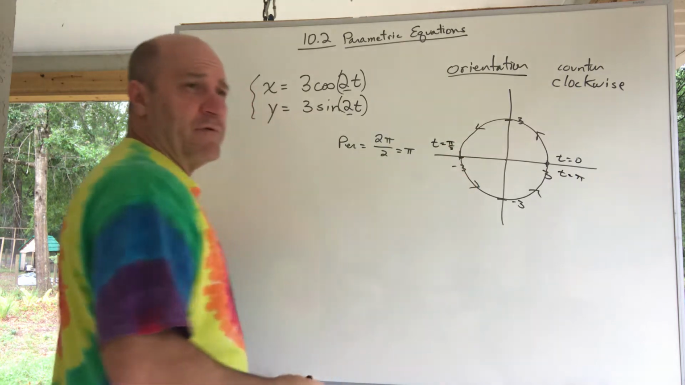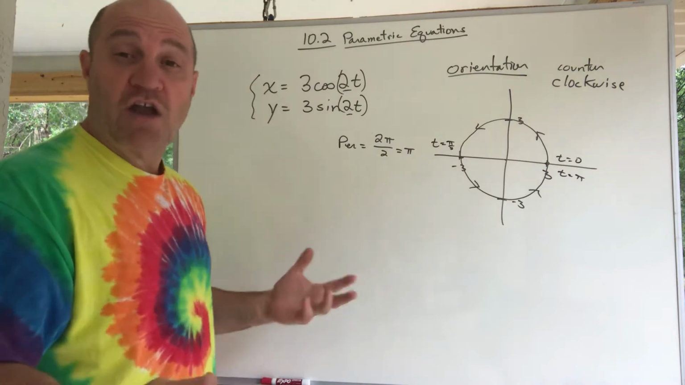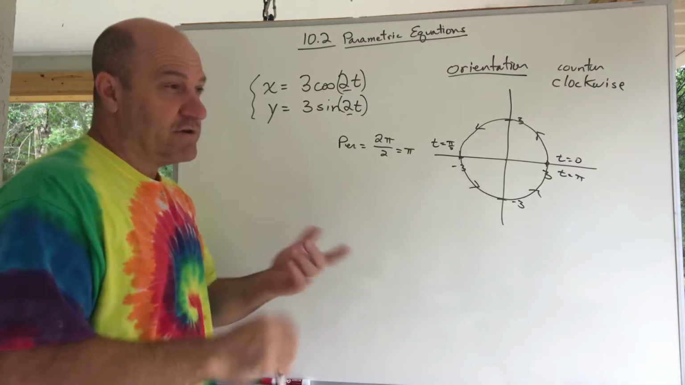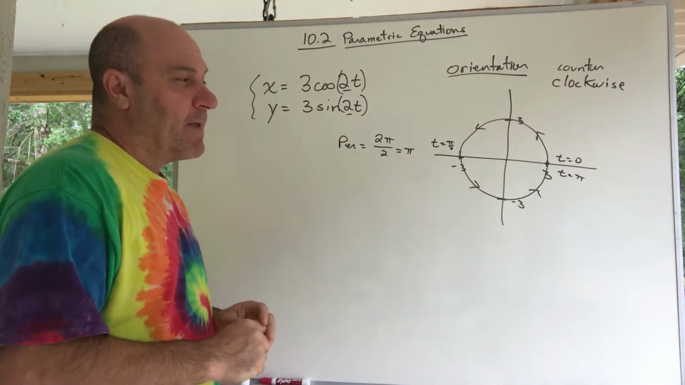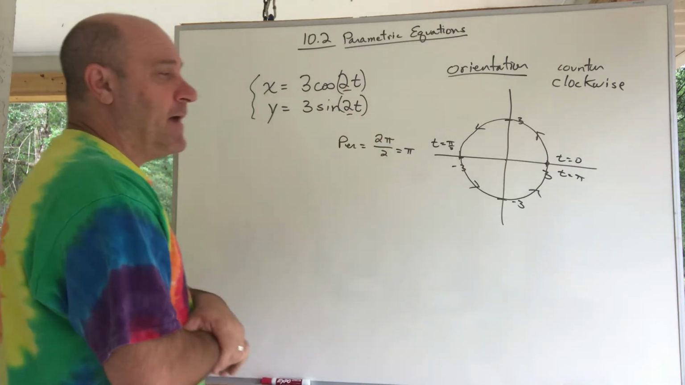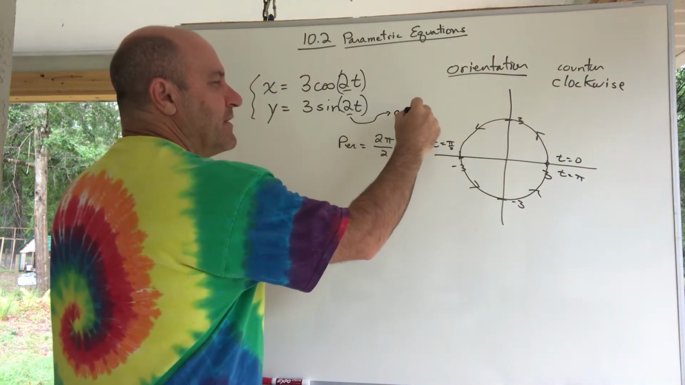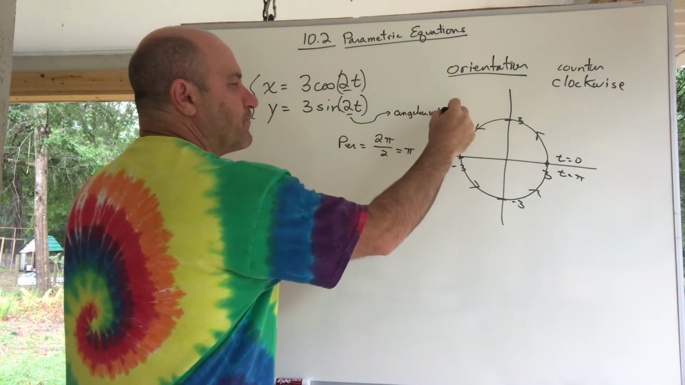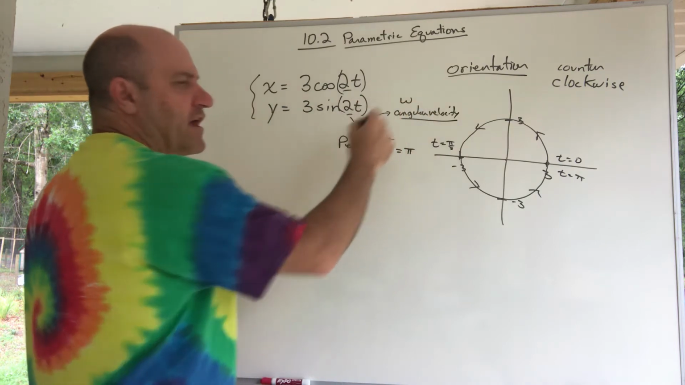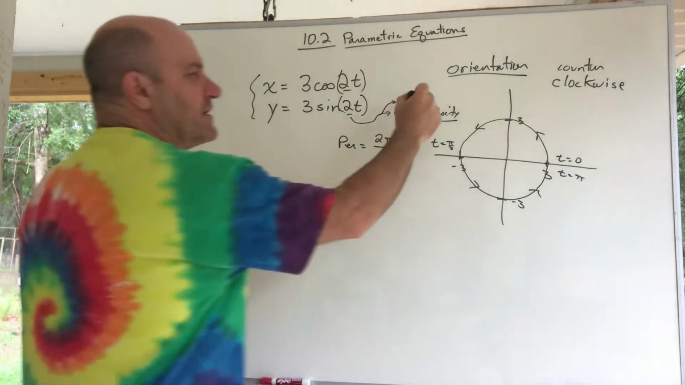We have a shortened period, which means it's traveling faster. The period is the time it takes to do one oscillation, or one cycle, or one revolution in this case. You can use those words. And the time it takes has been shortened, which means it's traveling faster. We refer to that number as the angular velocity. It's often referred to as omega. That number, that coefficient in front of t. Anyway, omega is 2.